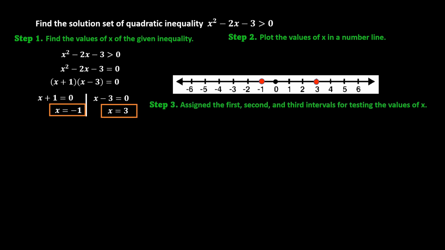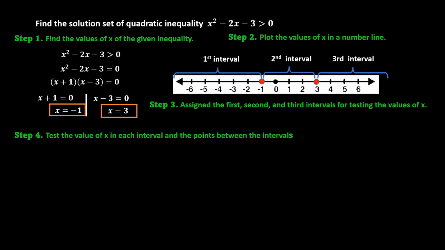Step 3. Assign the first, second, and third intervals for testing the value. So, from negative infinity to negative 1, it will serve as the first interval. From negative 1 to positive 3, this will serve as the second interval. And lastly from positive 3 to positive infinity, this will serve as the third interval. Step 4. Test one value of x in each interval, and also the points between the intervals.